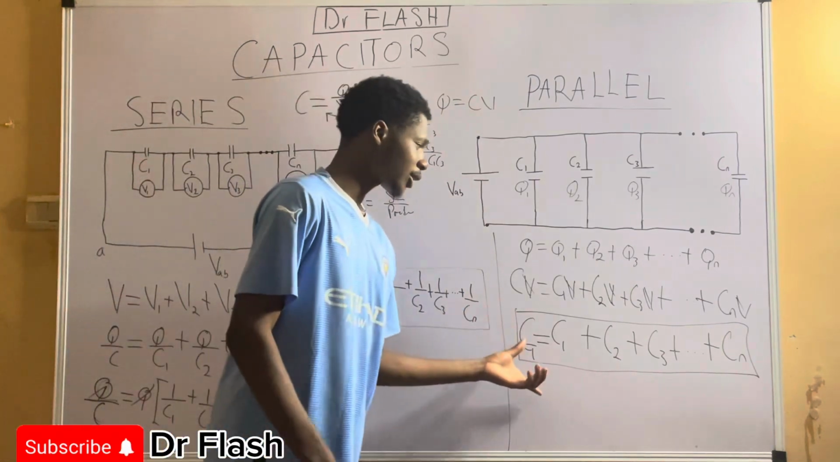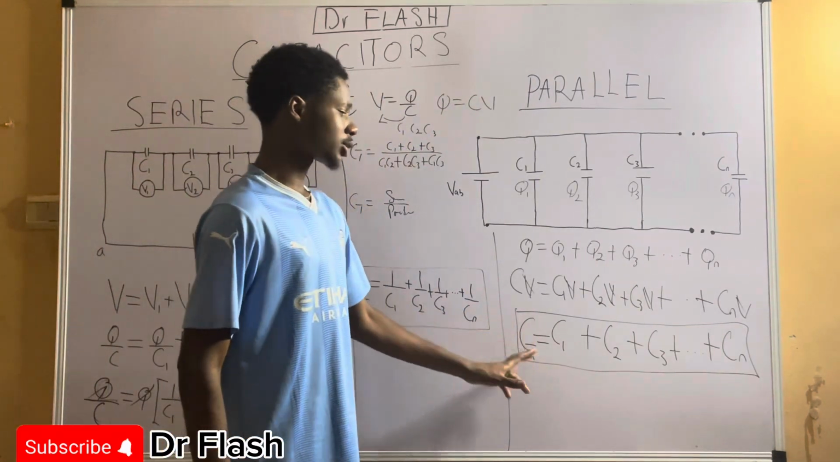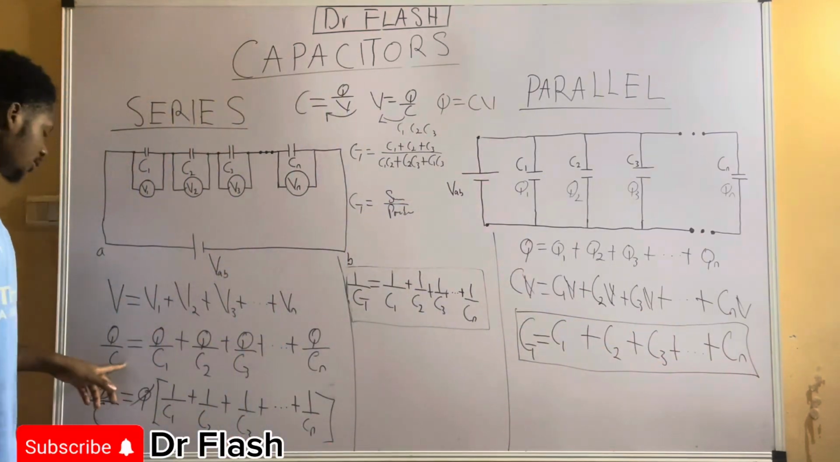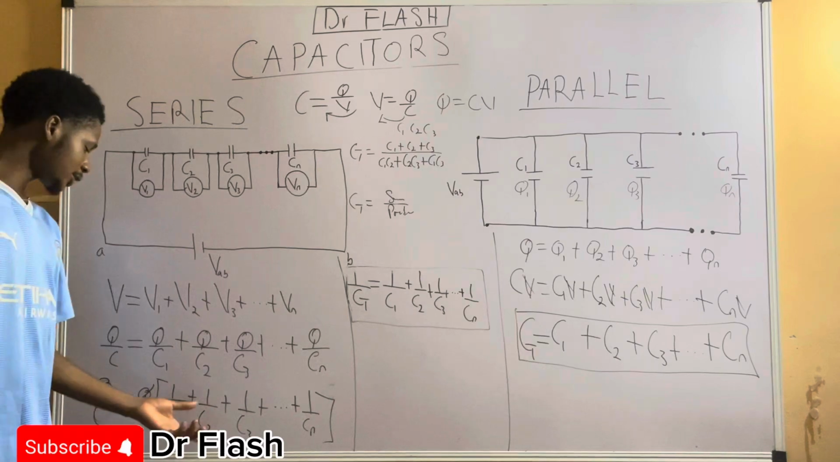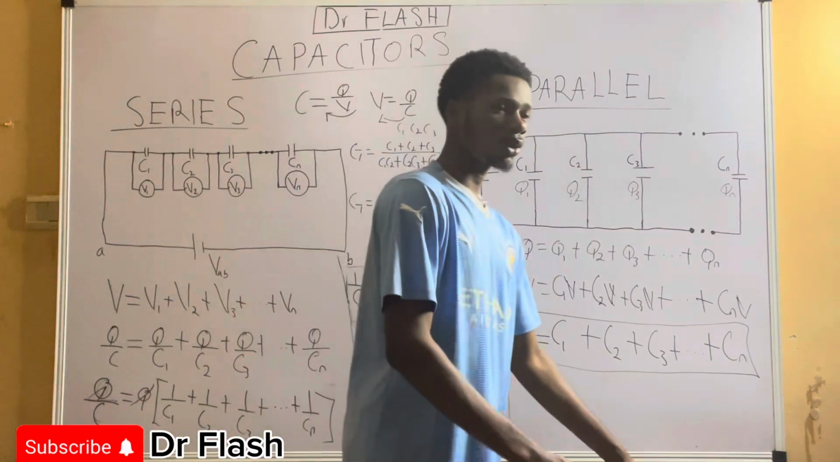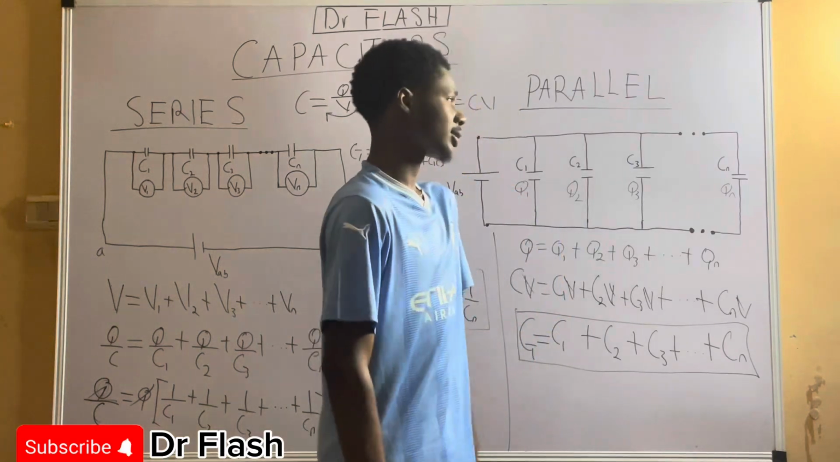Okay, so for parallel connections of capacitors, we just add them to get their net capacitance. And for series connection, we take the reciprocal of the total capacitance and equate it to the sum of the reciprocals of each individual one. Okay, that is how it's done. In our next video, we're going to be solving a problem on capacitors.